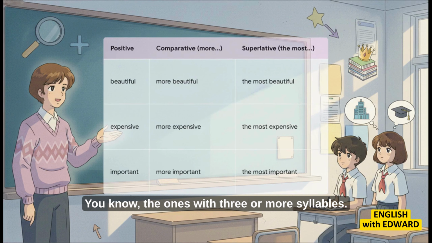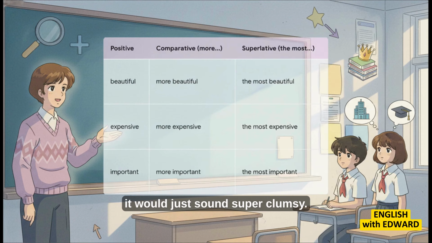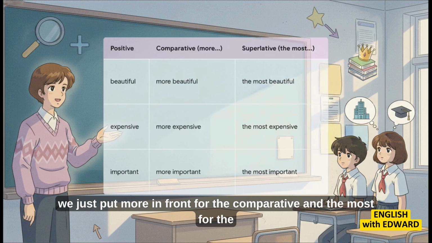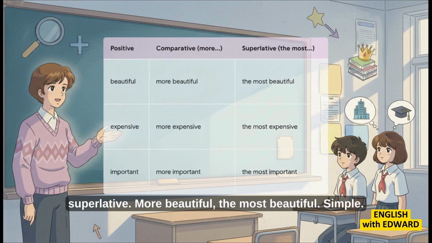Okay, what about the longer words? You know, the ones with 3 or more syllables. Well, good news, this is actually even easier. We don't add endings at all, because honestly, it would just sound super clumsy. I mean, can you imagine saying beautifuler? No way. Instead, we just put more in front for the comparative and the most for the superlative. More beautiful, the most beautiful.